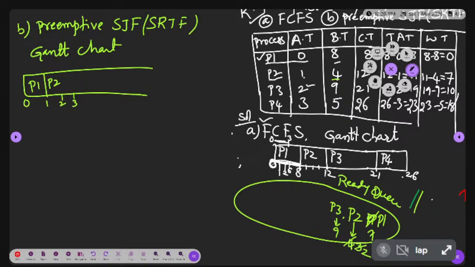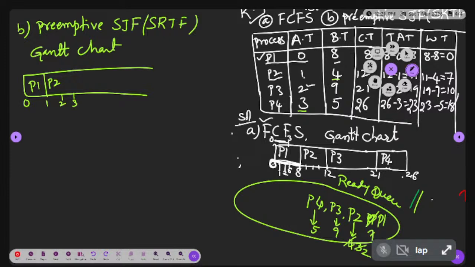So the total duration the processor has run from the start is 3 seconds. After 3 seconds, P4 arrived, requesting 5 seconds of time. Now in the queue there are 4 processes P1, P2, P3, P4, with respective times 7, 2, 9, 5. Then who is the shortest one?